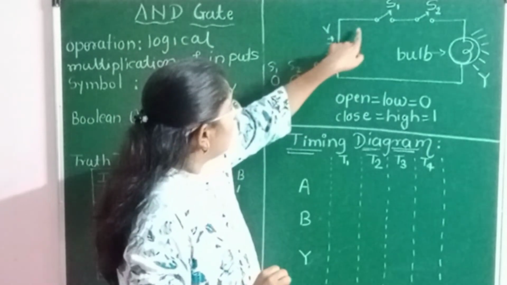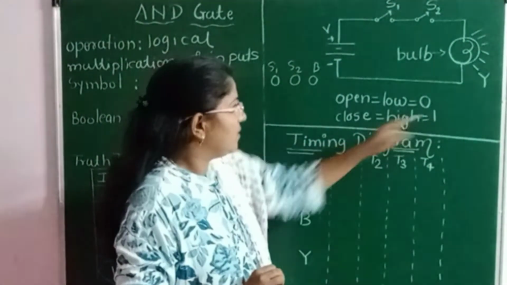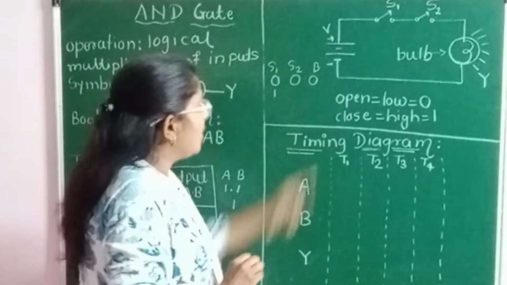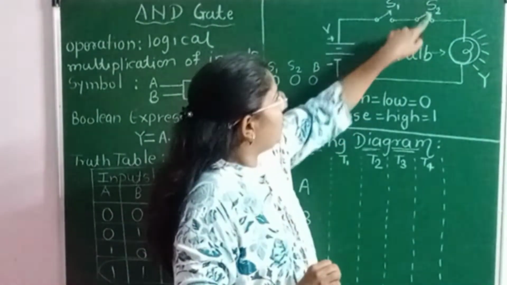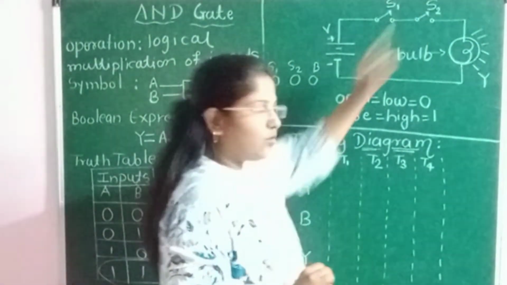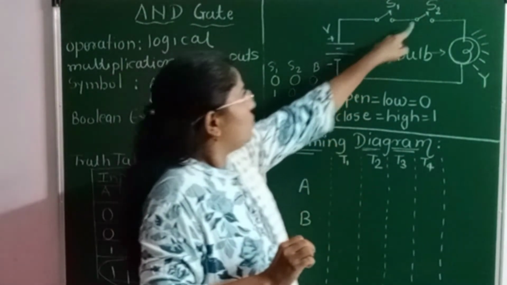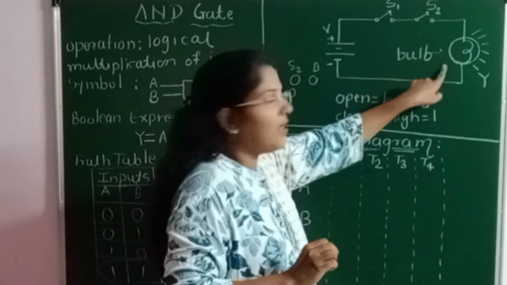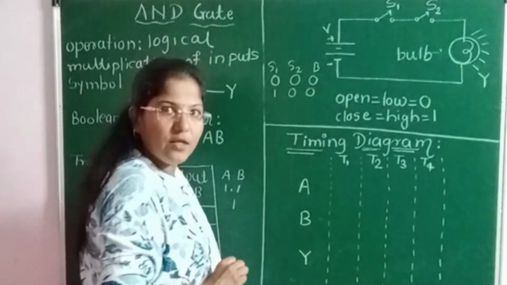Okay. Now next we will see if S1 is closed. Closed means current will pass through S1. So for closed we represent it as 1. Okay. S1 is closed but S2 is open. S2 is open. That means current will not flow through this. So its value is 0. So as the current is not passing through S2, the bulb will again not glow. So again output is 0.